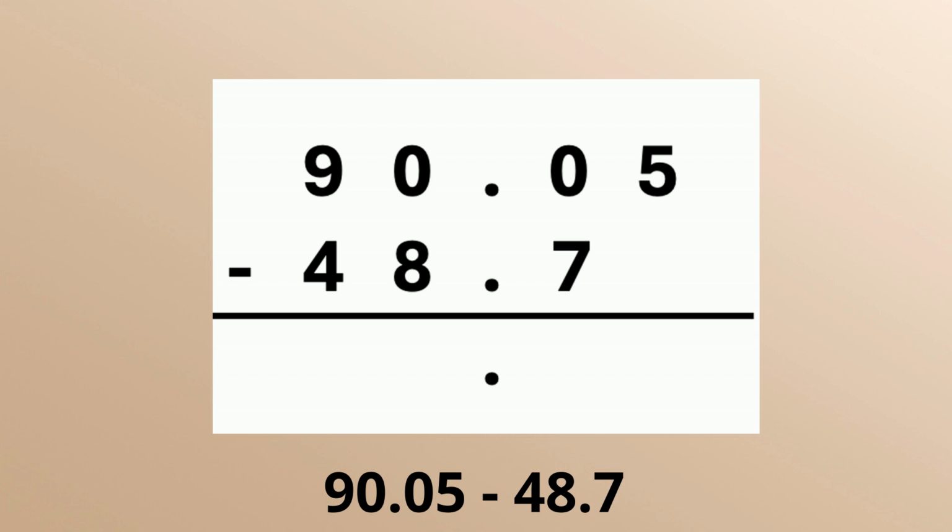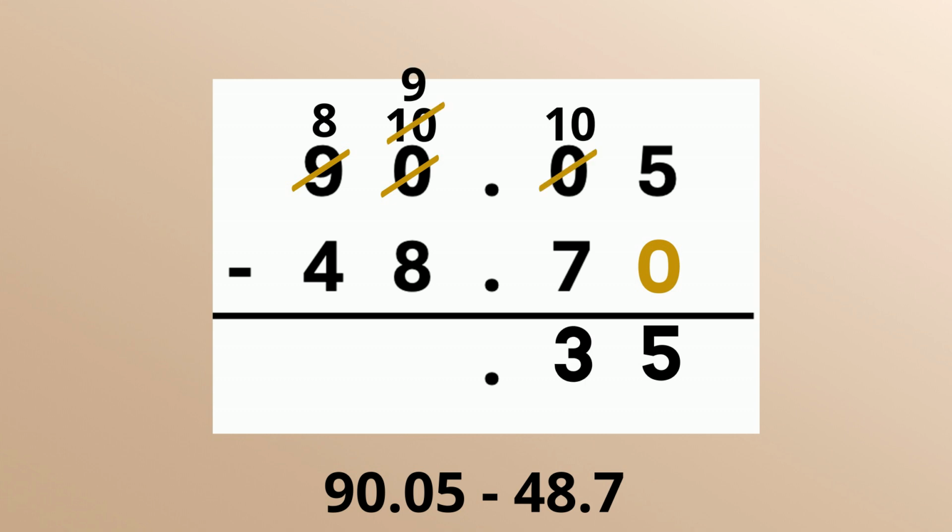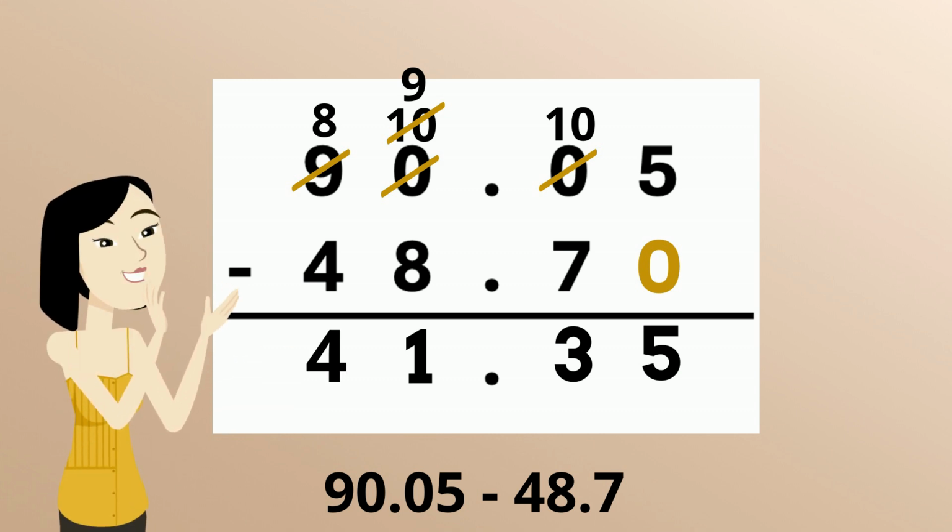Another subtraction question. The decimal points are aligned, as well as all the digits. Zeros in the gaps. Now we can start. 5 minus 0 is 5, then 0 minus 7. This is tricky because 7 is bigger than 0. Now the 0 must borrow, but the problem is that the neighbor digit is also 0. To solve this matter, the first 0 must borrow from 9 first. Now the 9 becomes 8, and the 0 becomes 10. Then the second 0 can now borrow, which changes the 10 to 9 and the 0 to 10. 10 minus 7 is 3, and 9 minus 8 is 1. Lastly, 8 minus 4 is 4, so the answer is 41.35.